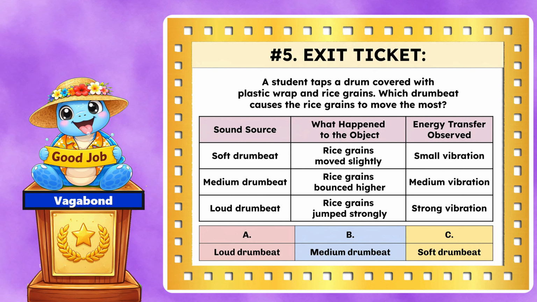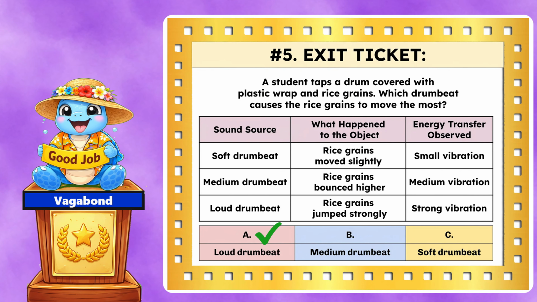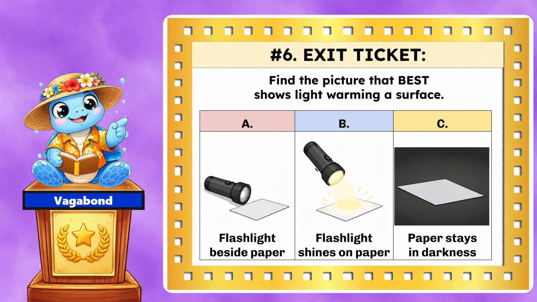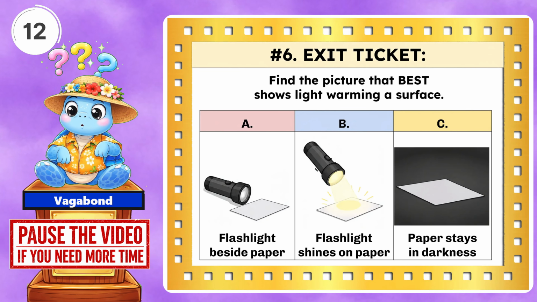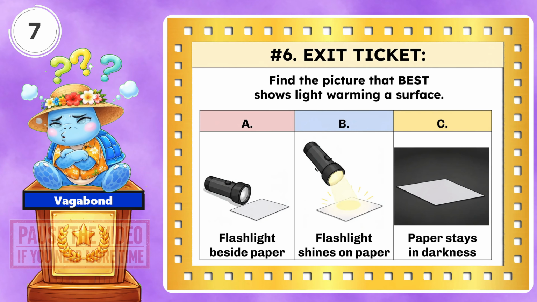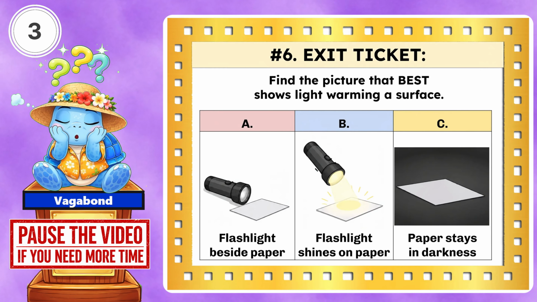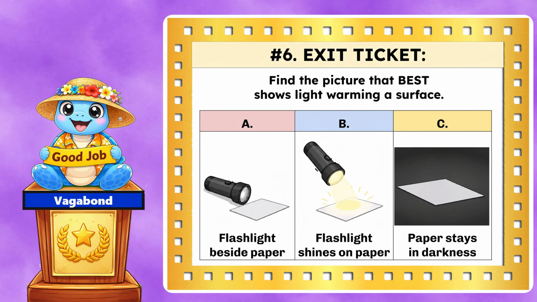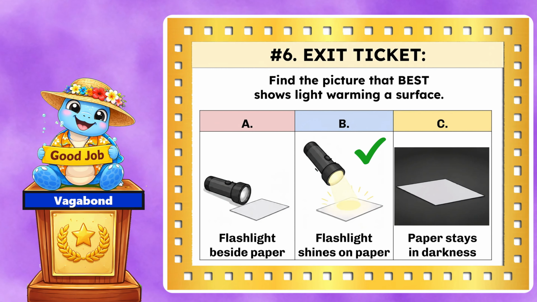And the correct answer is letter A, loud drum beat. Find the picture that best shows light warming a surface. And the correct answer is letter B. Flashlight shines on paper.